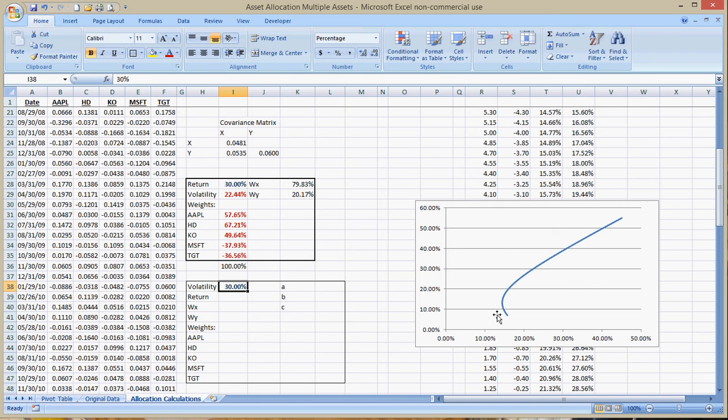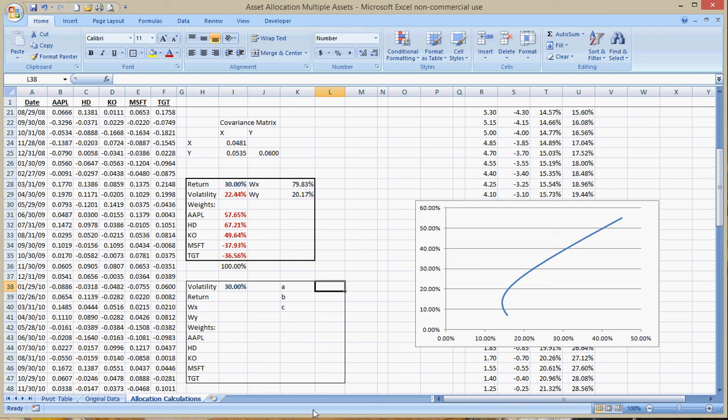Well, what if I reverse it? What if I say this time we want to target volatility, and let's say that's 30%? What return would I be able to get for taking that level of risk, and how would I invest? How much money would I put in Apple and the other stocks? With 30% volatility, I can eyeball that it's going to be less than a 40% return, but more than 30. That looks like around a 38% return.